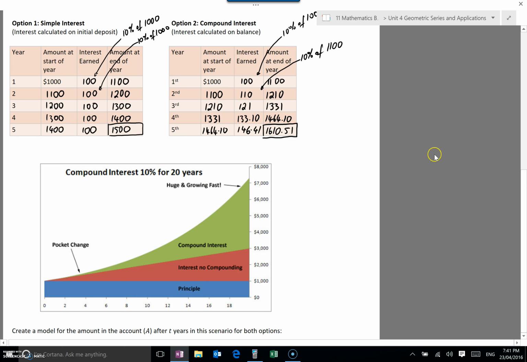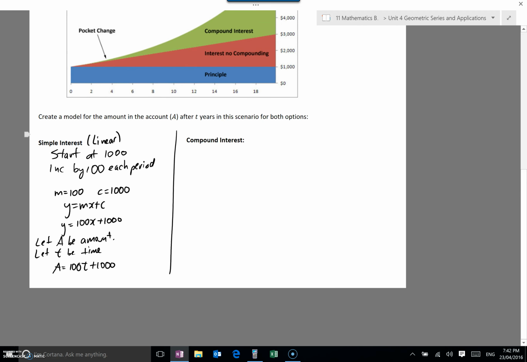So to create a model for it, we're starting at 1,000 and increasing by 10% each year. When something's increasing by a fixed percentage each year, we know that it's going to be an exponential model.